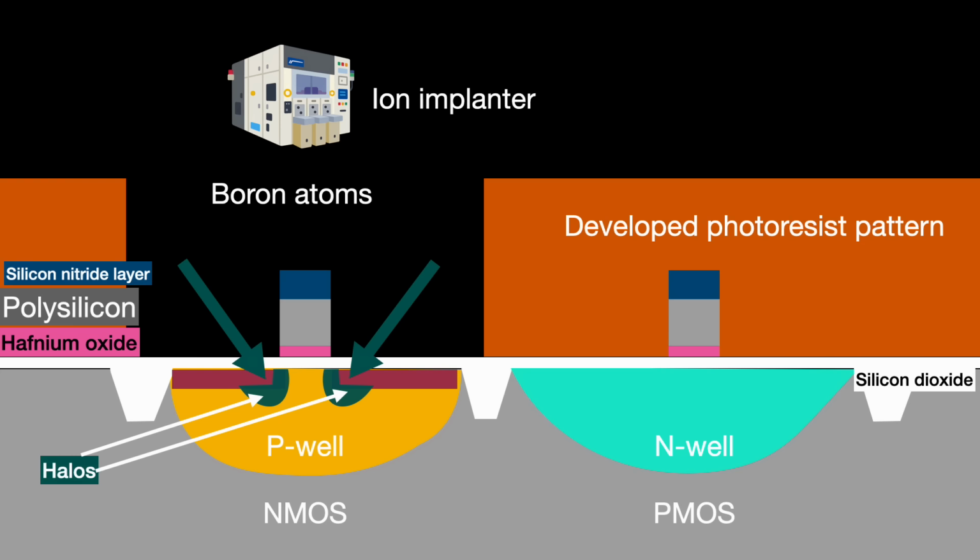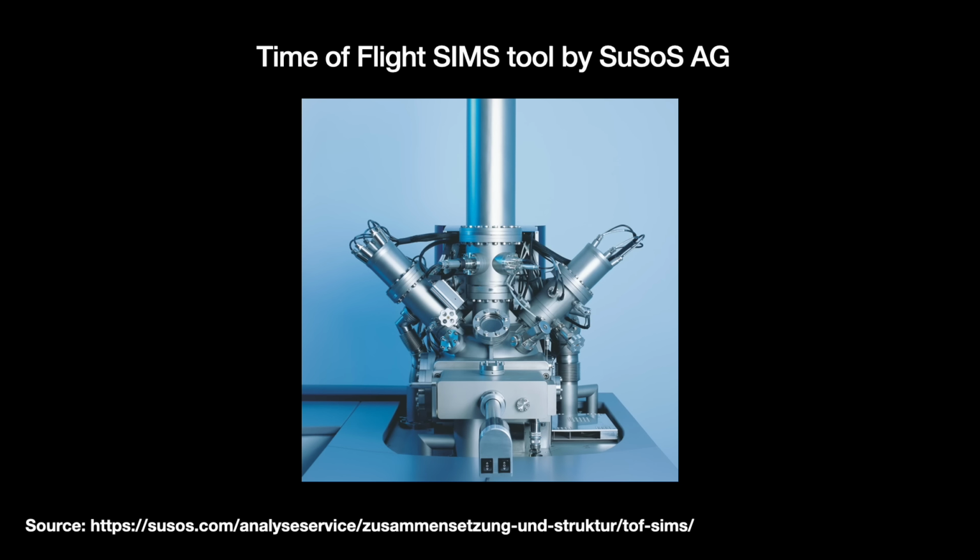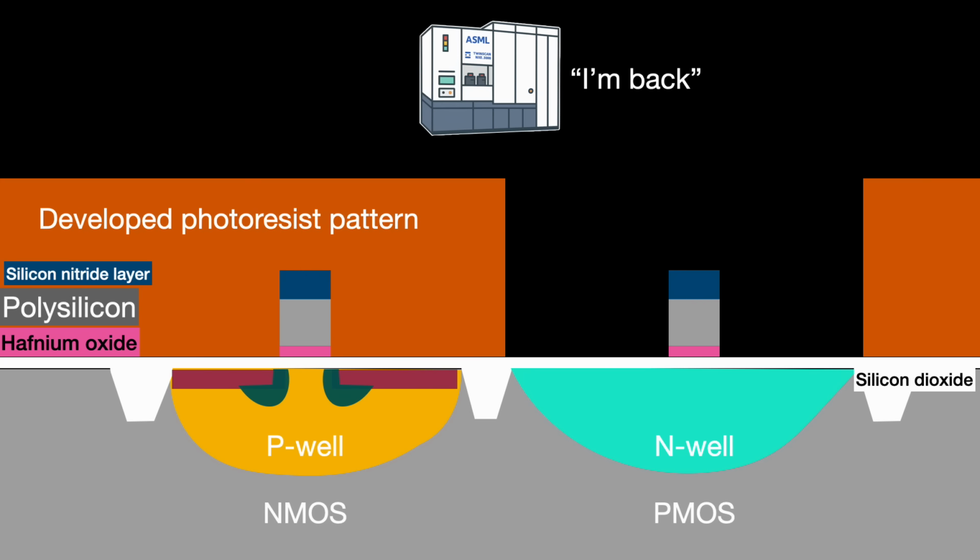As with the last time we ran the ion implanter, we use secondary ion mass spectrometry, or SIMS, to measure whether our work was up to spec. Once the NMOS is done, we flip it over and do it again for the PMOS side.